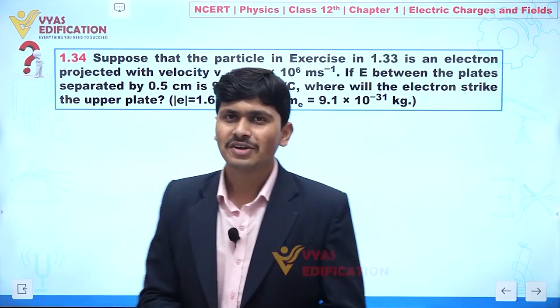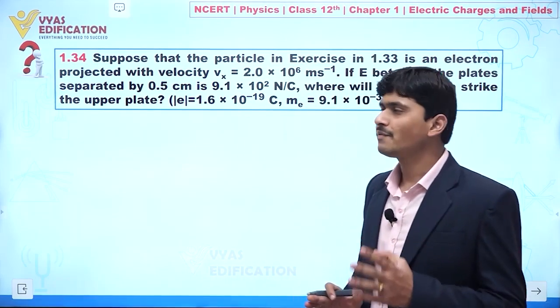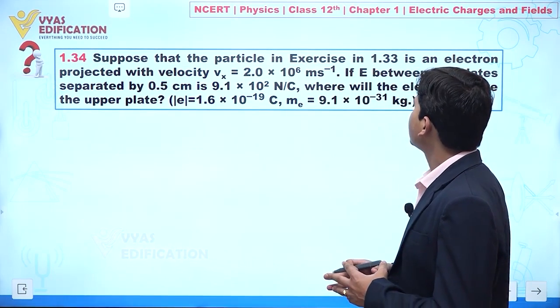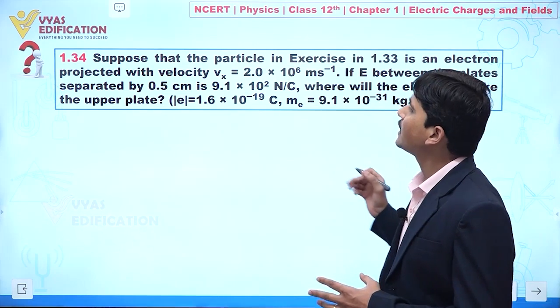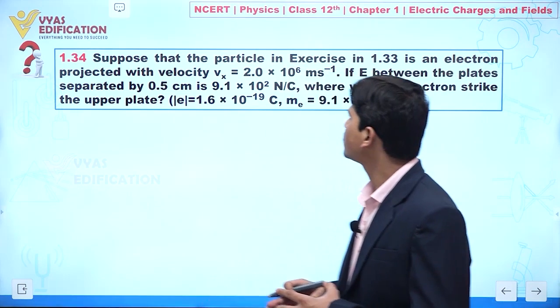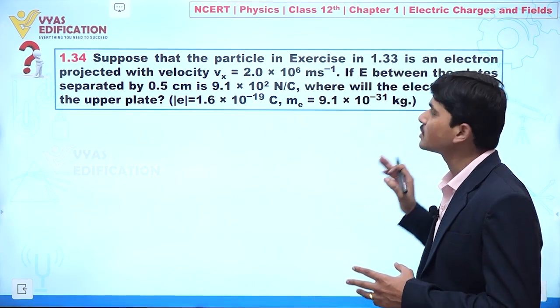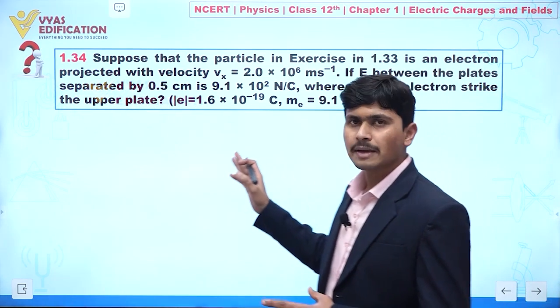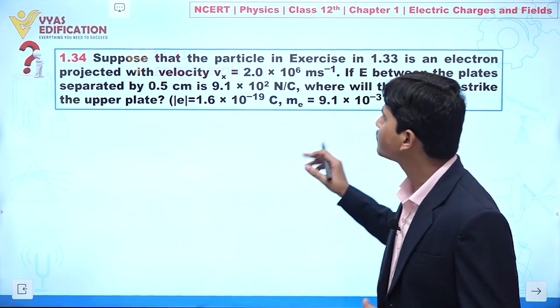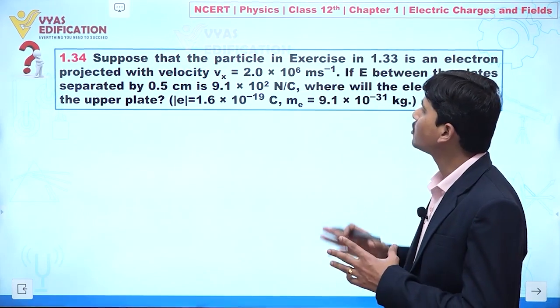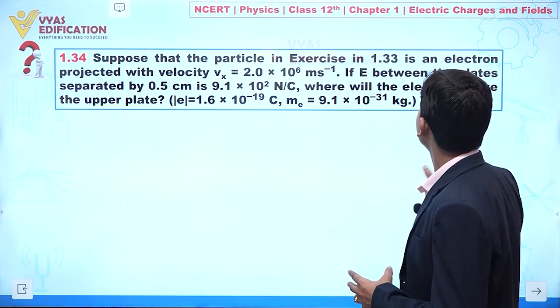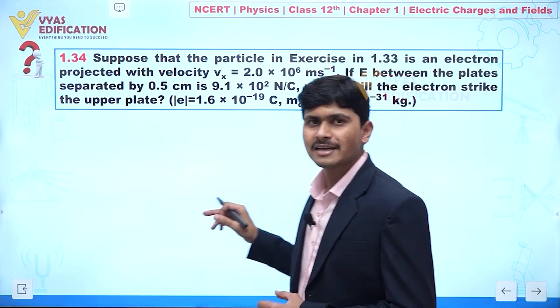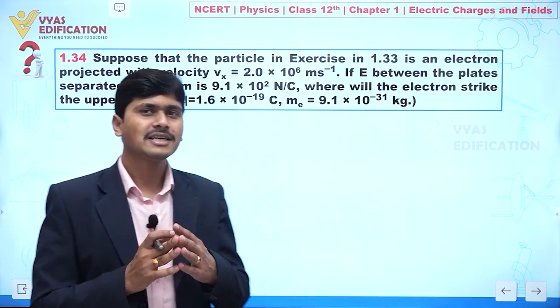Now dear students, we are going to discuss question 1.34. Suppose that the particle in exercise 1.33 is an electron projected with velocity Vx equal to 2 into 10 to the power 6 meter per second. If E between plates separated by 0.45 centimeter is 9.1 into 10 to the power 2 Newton per coulomb, where will the electron strike the upper plate? Clear? So actually this is the same.